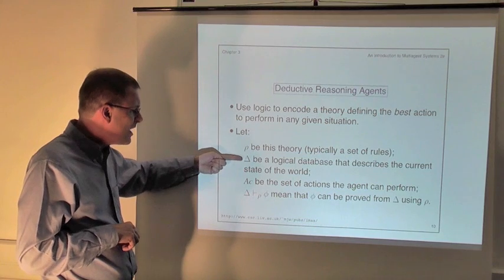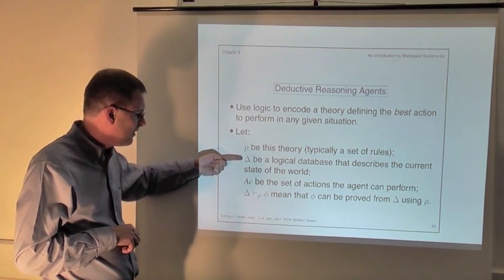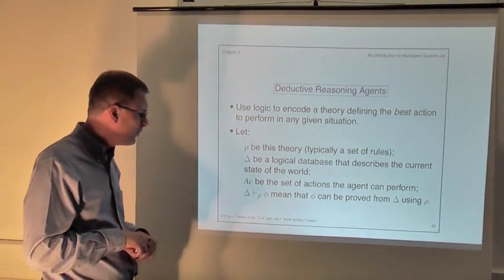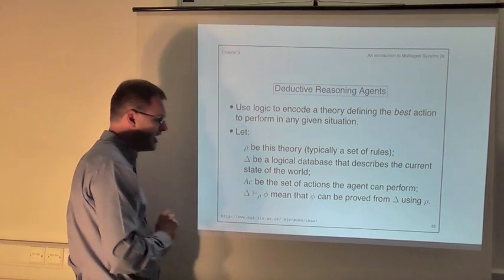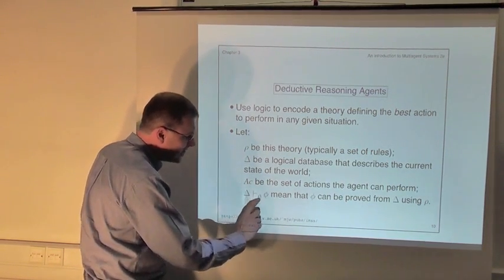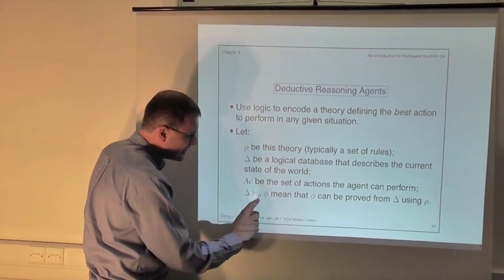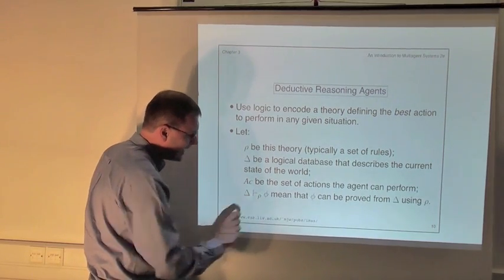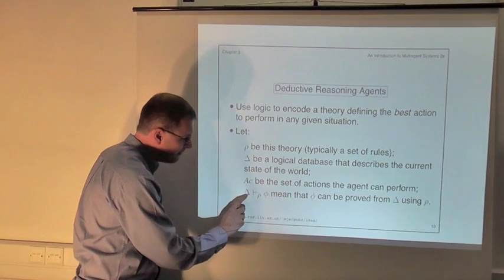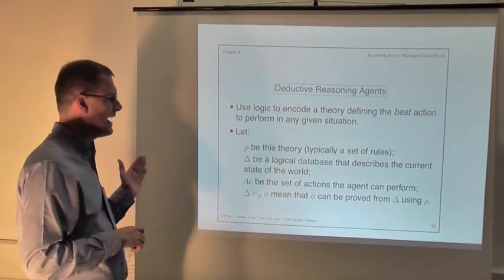And then at any given moment, our agent is going to have a delta, which is a set of logical formulae characterizing the state of the environment. Then AC is our set of actions, whatever those actions are, that our agent can perform. And then we're going to use this logical notation to mean that this phi can be proved from this database delta using this logical theory or using these rules rho. So this symbol here, which is often called the syntactic turnstile symbol, just means that you can prove this from this using these rules or using this theory rho. Okay, so at the moment it's a little bit abstract.